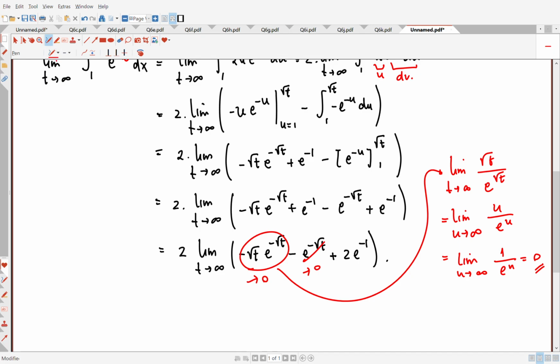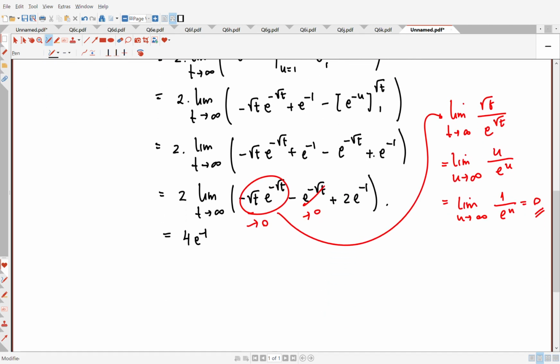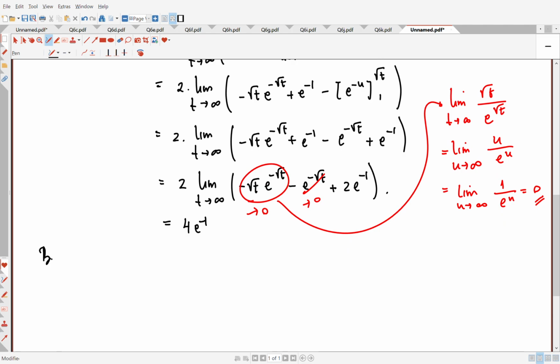So this whole thing is simply 2 e to the power of minus 1, and this means this integral here converges. So by the integral test, the sum from n equals 1 to infinity of e to the power of minus square root n converges.